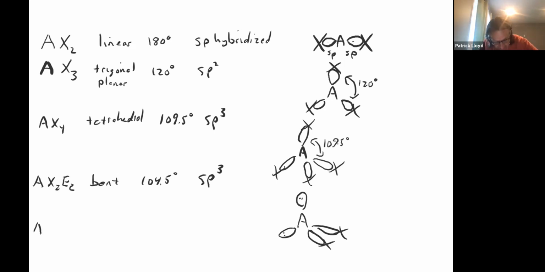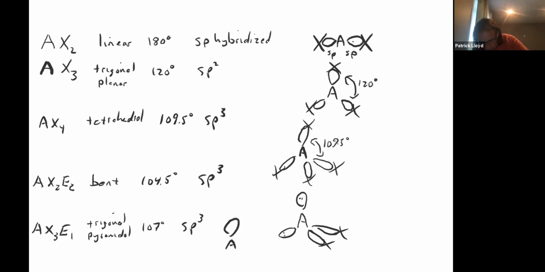And if you have AX3E1, that's what we call trigonal pyramidal. And that was 107. That's also sp3. It's the same hybridization. It's just that only one of those orbitals has a lone pair, and then the other 3 are bonded to surrounding atoms. Okay, so that's what you're going to see in something like ammonia. So this you'll see in water, and this would be ammonia.